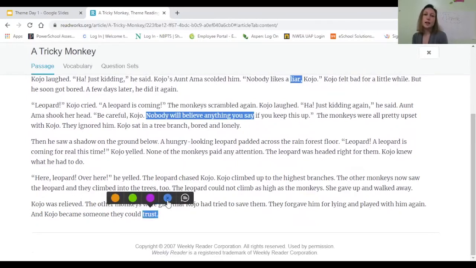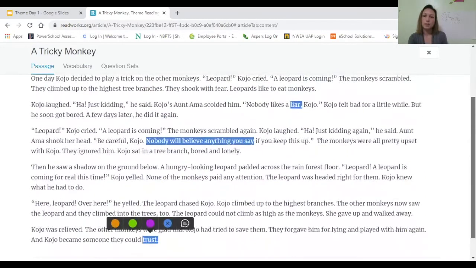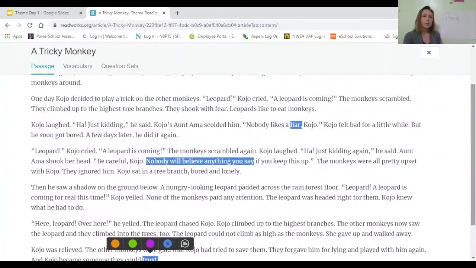So I'm thinking the topic here is about telling the truth. It's about honesty, telling the truth, about lying. All of those center around the same topic. So that's our topic. Now we're thinking, if that's the topic, what did the author want us to learn about honesty? What are we learning about being honest or about not lying?